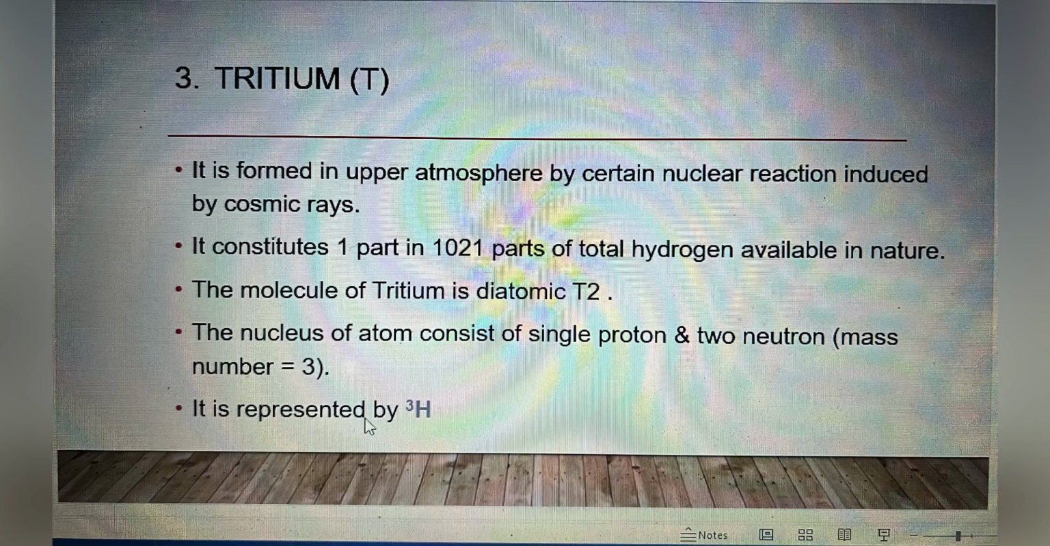Now the third isotope is tritium. It is formed in the upper atmosphere by certain nuclear reactions induced by cosmic rays. It constitutes 1 part in 10^21 parts of total hydrogen available in nature. The molecule of tritium is diatomic T2, similar to D2. The nucleus of the atom consists of a single proton and two neutrons. Mass number is equal to 3. It is represented by 1H3. It has atomic number one, having one proton, one electron, and two neutrons.